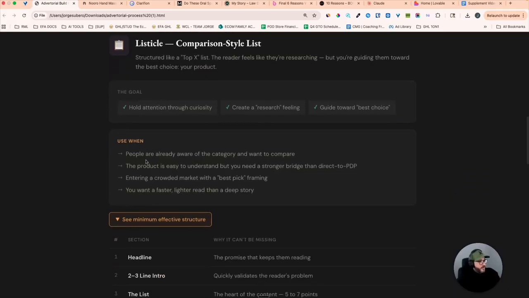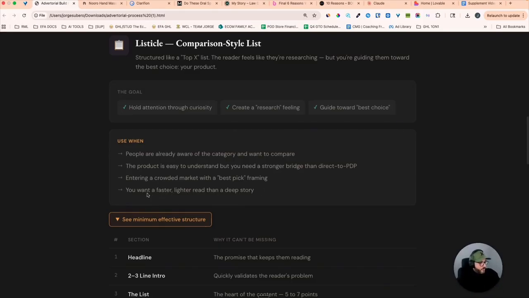Okay, so you see here these are for people that are already aware of the category of your product and want to compare. The product is easy to understand, but you need a stronger bridge. It's a product that is well known, in a way, but then you need stronger data to make a better preparation of your audience. So entering a crowded market with a best pick framing is when you have a product that is well known, but you have a specific angle that you are trying to sell that product with, and then you go and try to hit that specific angle through that pre-lander.